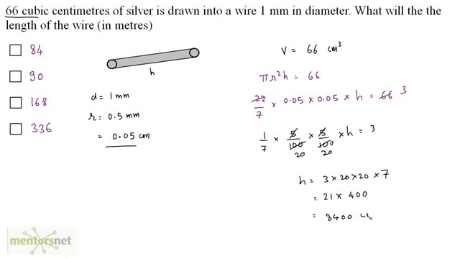8400, and this will be in centimeters. Now 8400 centimeters is 84 meters. So the length of the wire is 84 meters. That's option A.